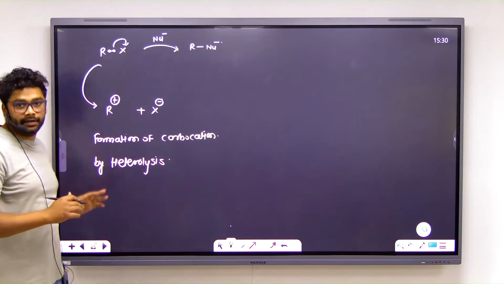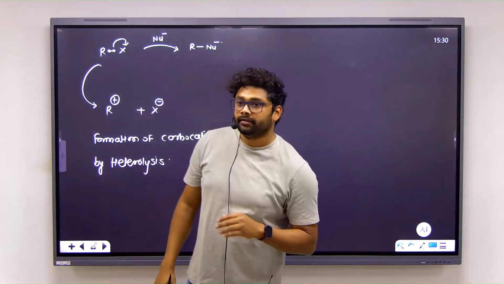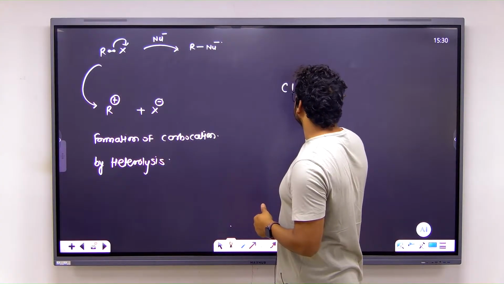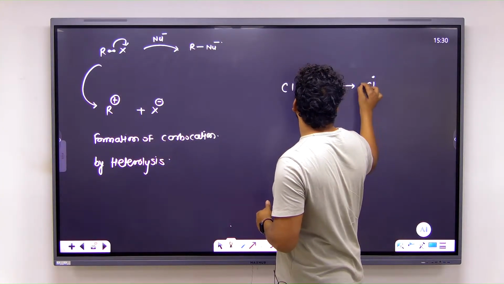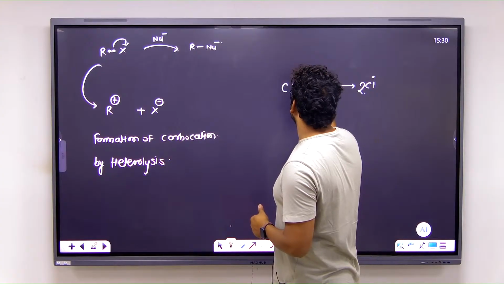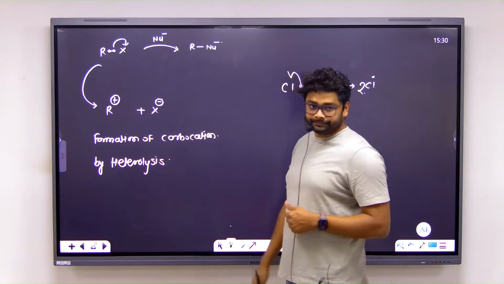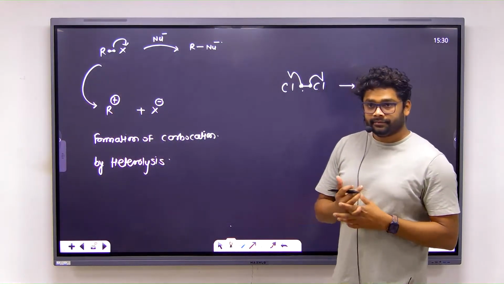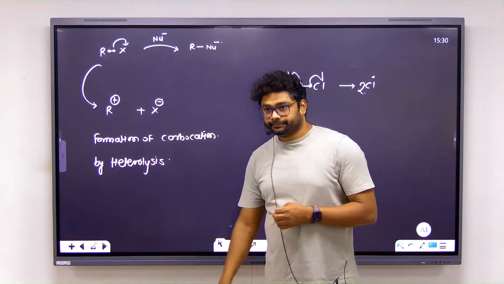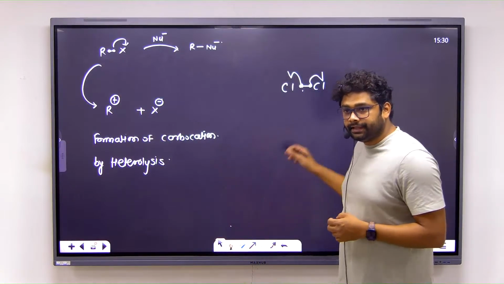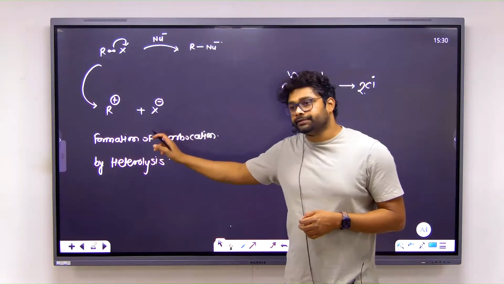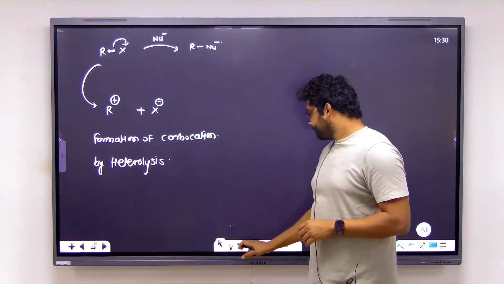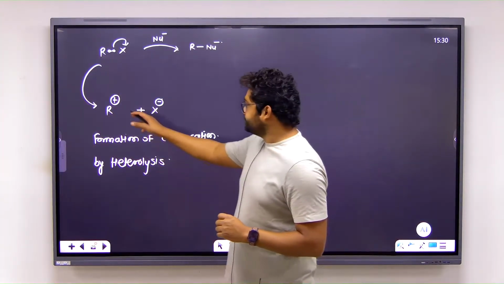If they share equally, then it will be what? Homolysis. Like in free radical mechanism, there is a formation of what? Free radical. It's a homolysis. So that might be your question. In halogenation, there is a homolysis. In nucleophilic substitution reaction, it's a heterolysis, and it forms the carbocation.